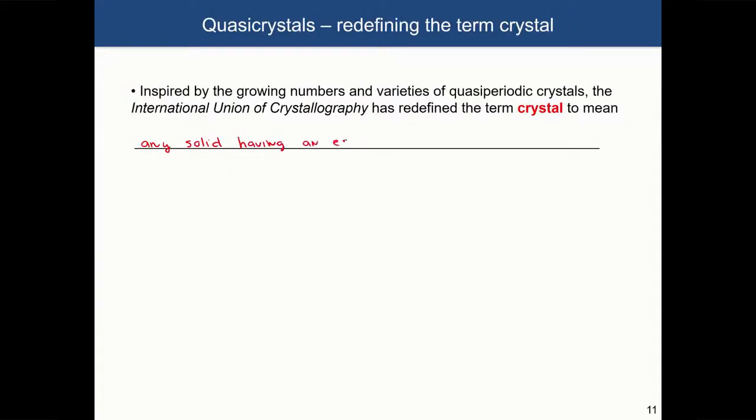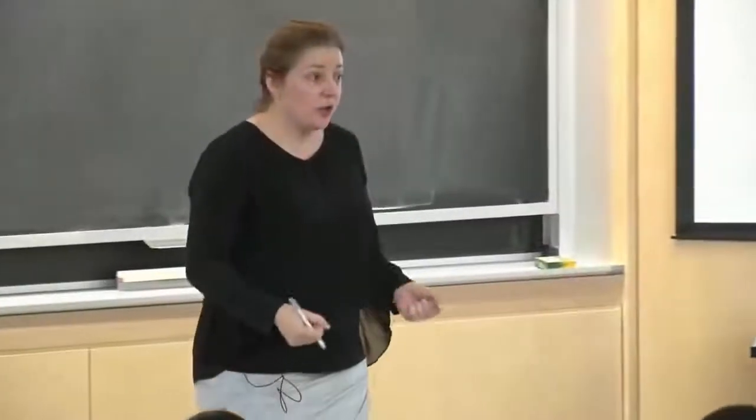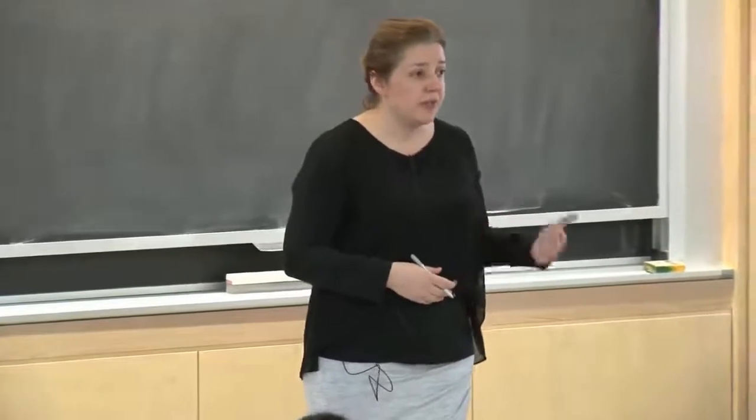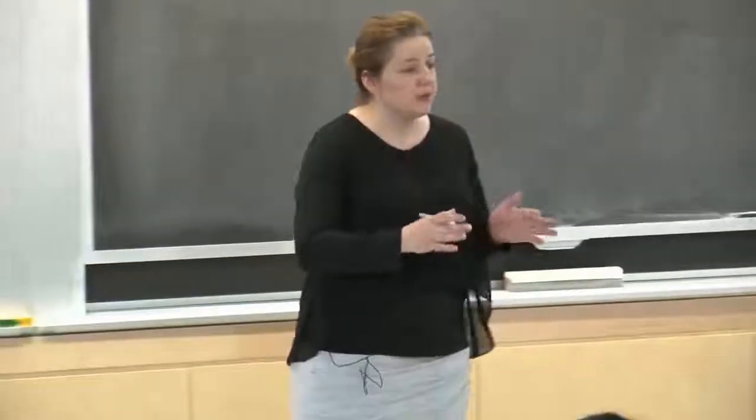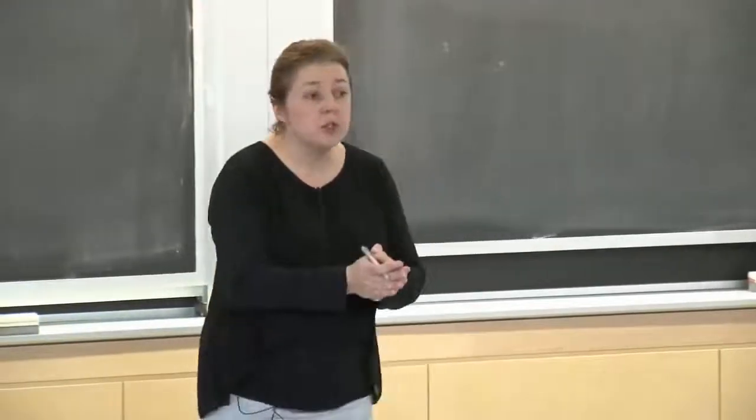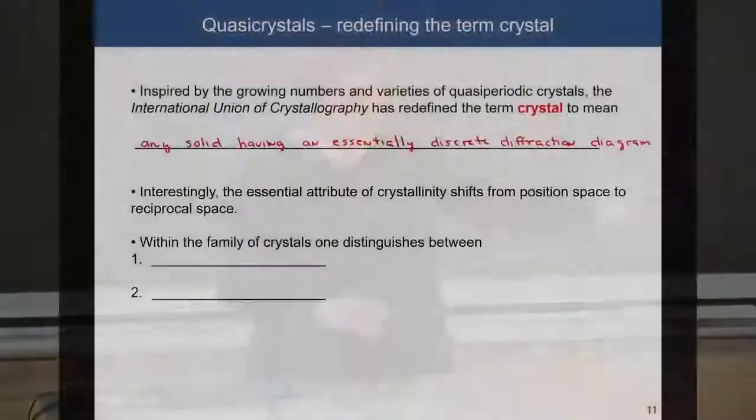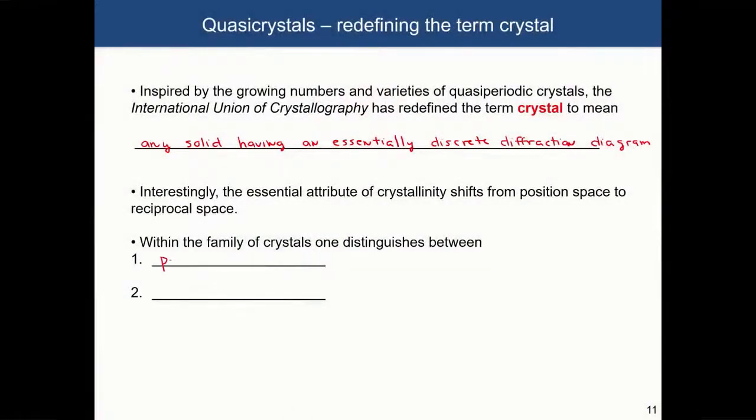that has a discrete diffraction diagram. Okay? So if you have a material, if you obtain a diffraction pattern, whether it's an X-ray or electron pattern, if it has a set of discrete spots, by the definition right now, it would be called a crystal. And everything that we learned so far, all of the traditional crystalline materials, would be called periodic crystals, and the quasi-crystals would be called aperiodic.